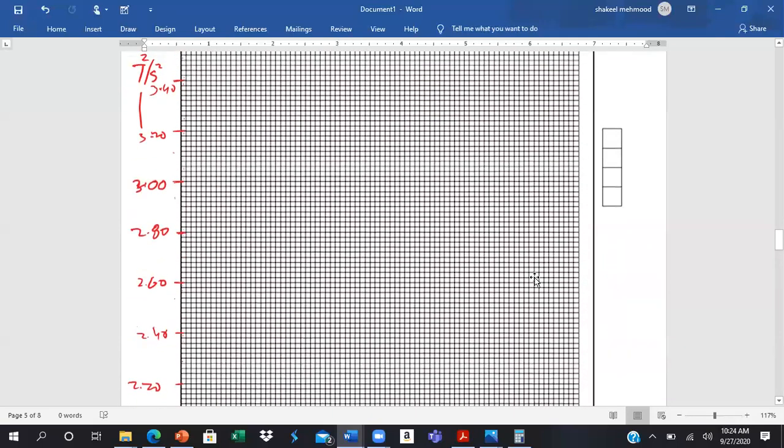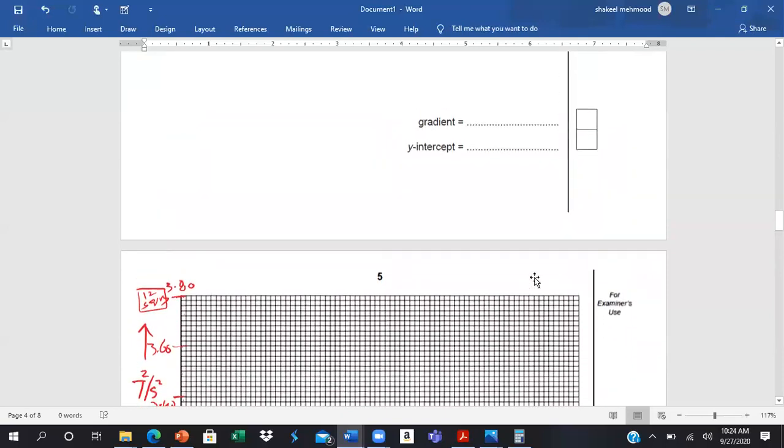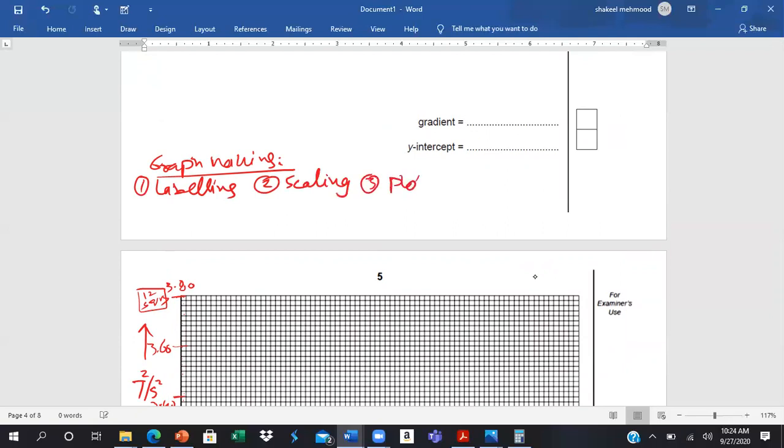Okay beta, we're done with the scaling and the labeling. So what is next? I can write it over here. In graph making, which points are important? First is labeling the axis with quantity and the unit. Next is scaling, giving value to the origin and to each square. Third is plotting. And fourth is drawing the best fit line. We are right now done with the first two, and we have to do plotting now.